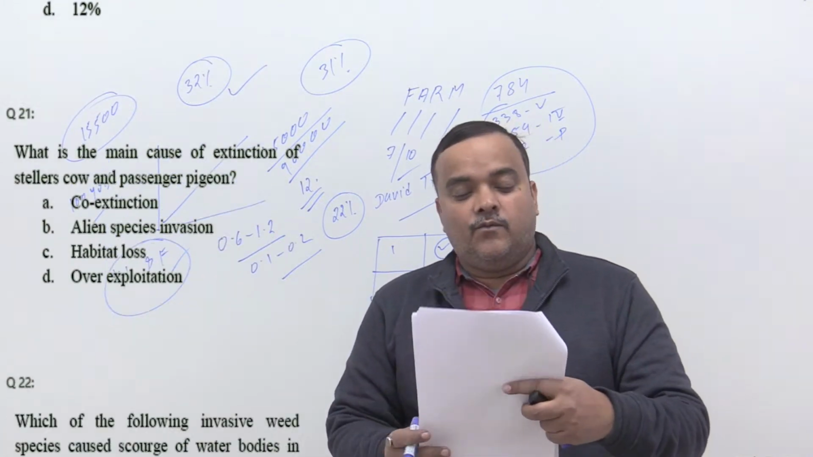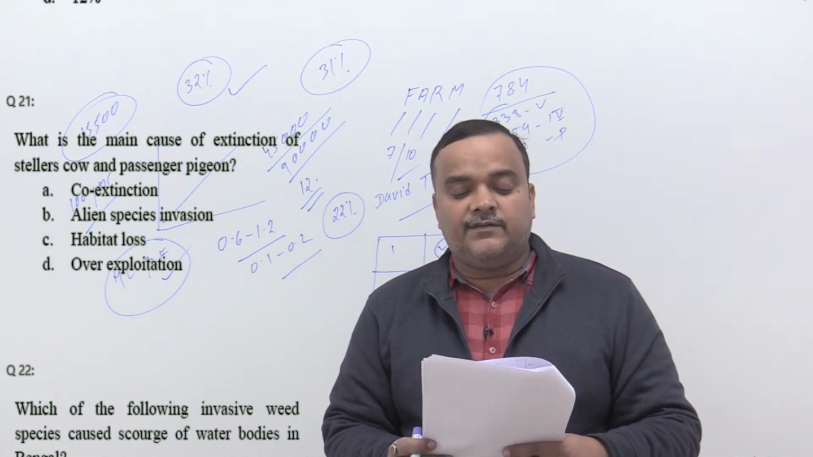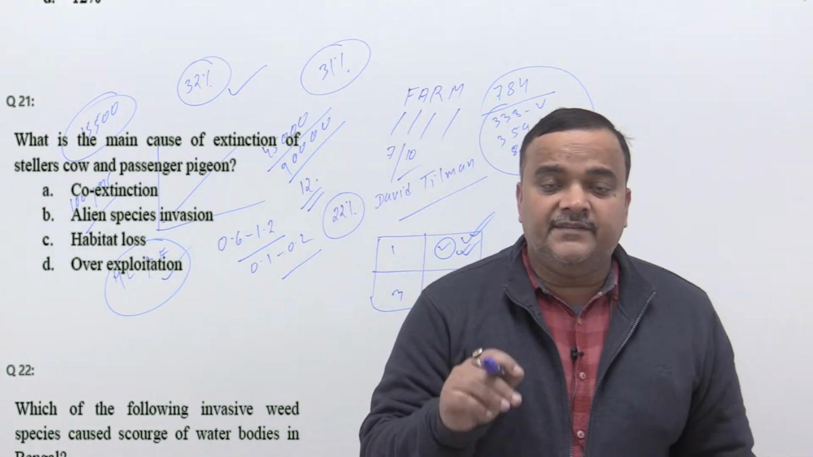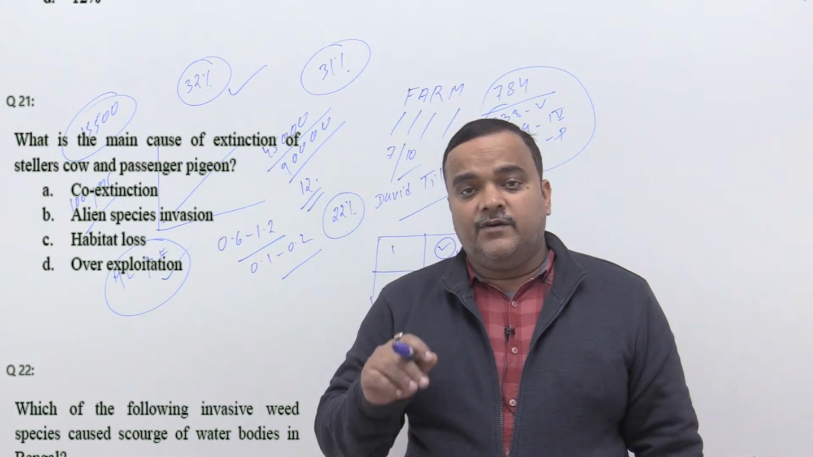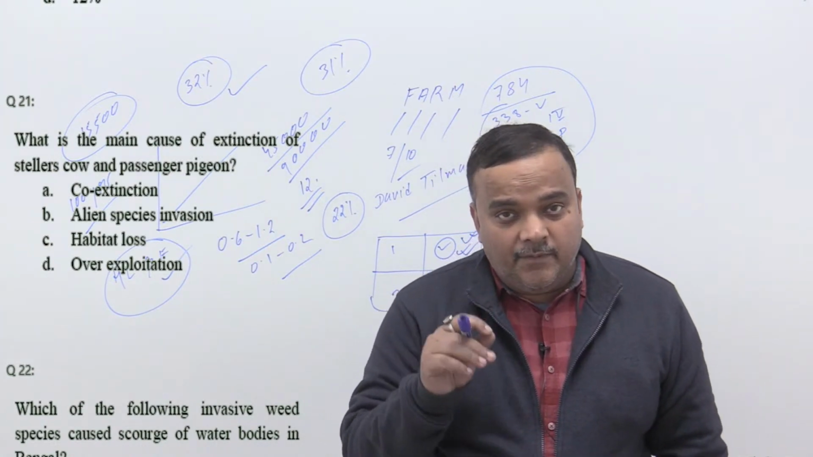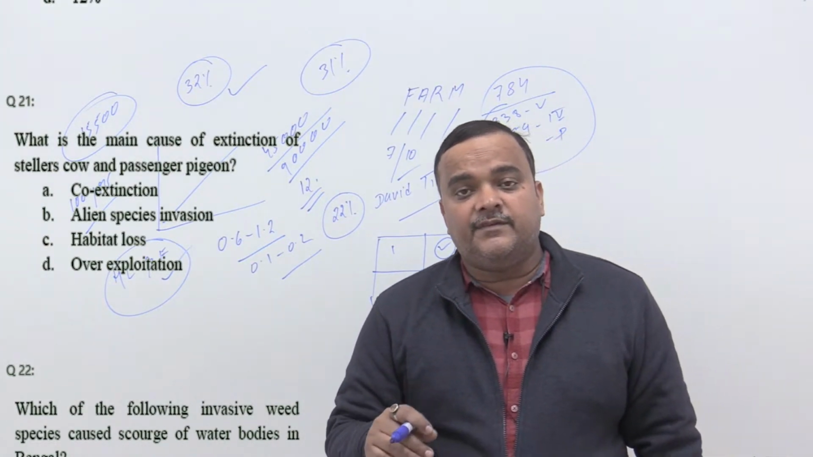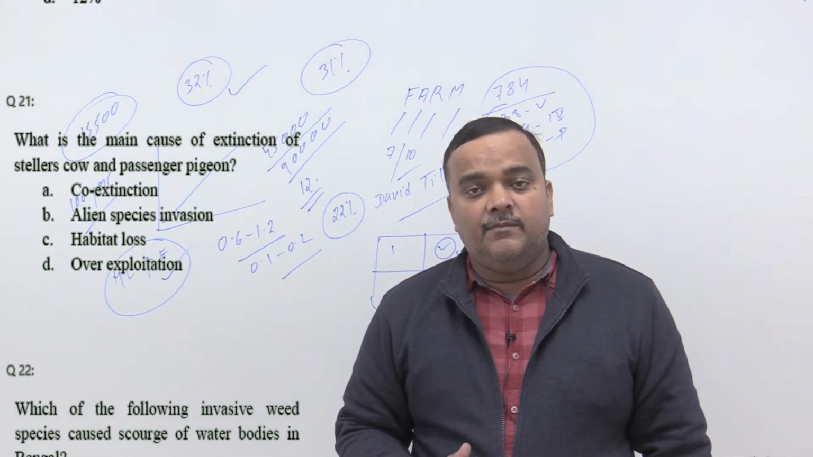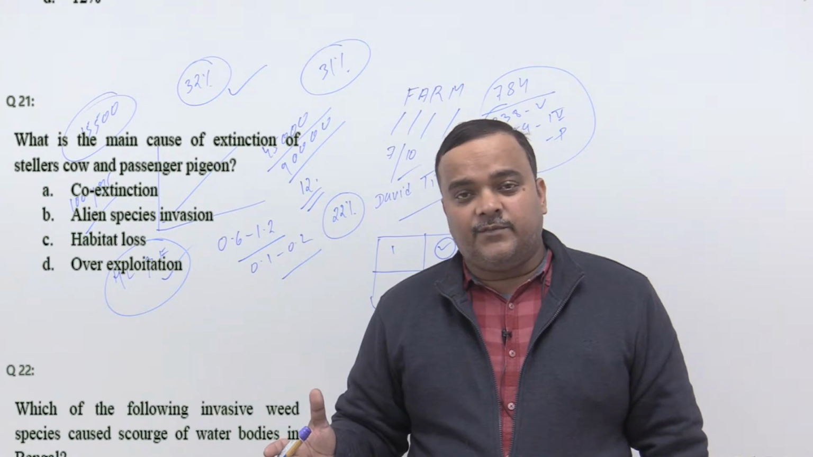Next question. What is the main cause of extinction of Steller's sea cow and passenger pigeon? It is due to overexploitation. In India, a large number of medicinal plants are facing the threat of extinction because of this overexploitation. A large number of marine fishes the world over are also facing the threat of extinction because of overexploitation. And Steller's sea cow and passenger pigeon became extinct due to overexploitation.